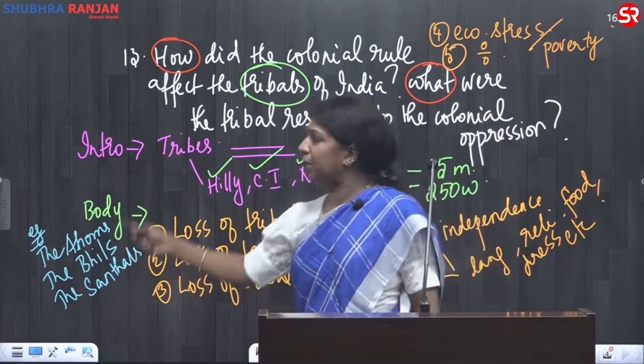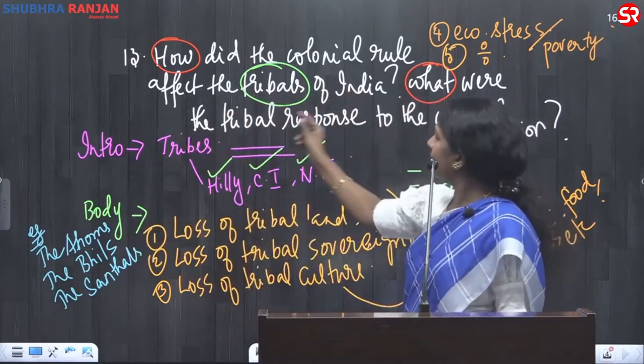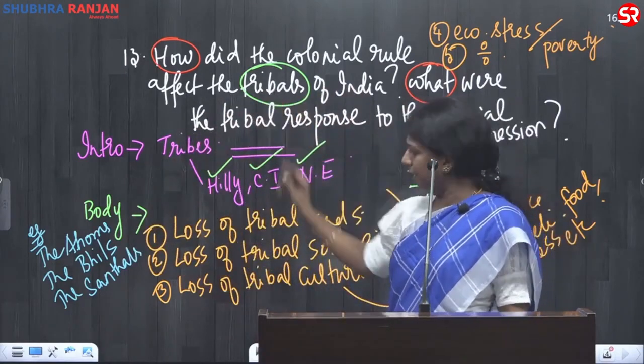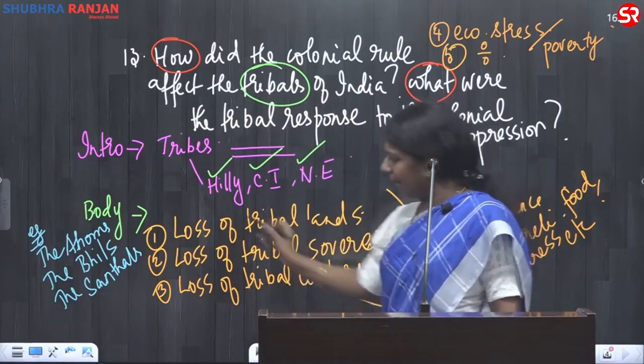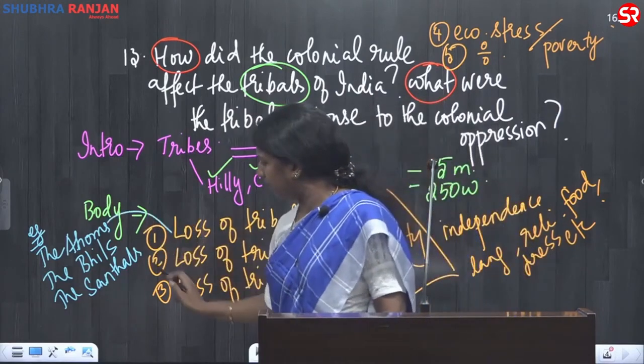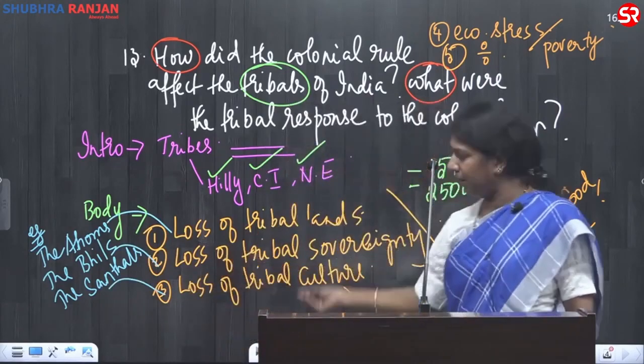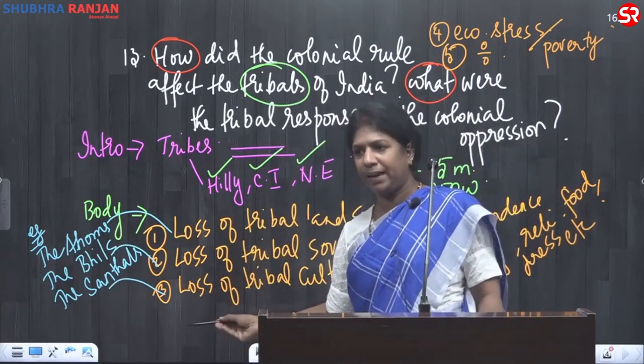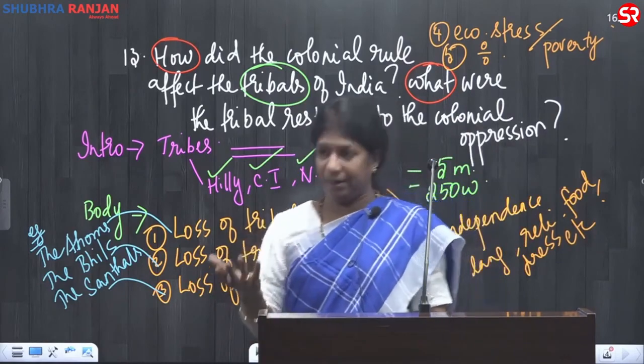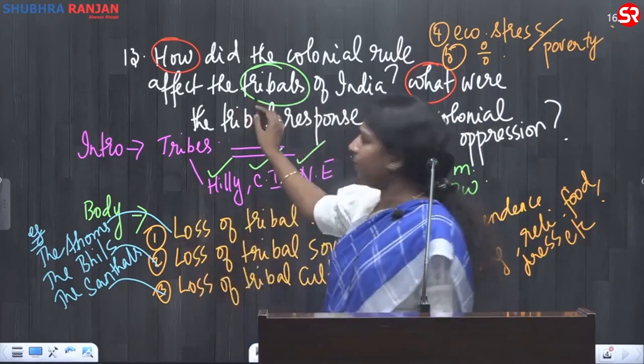No, you need not, because the question is: how did the colonial rule affect the tribals in India? It's a general one. So you elaborate these points and give examples. Either you can pick one here and give an independent example, or you can collectively give examples, telling that these were the tribes of India who were undergoing problems with the Britishers.